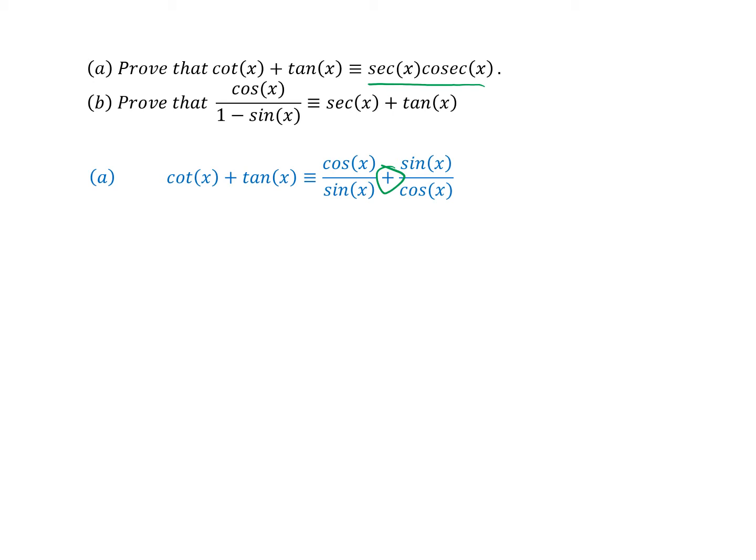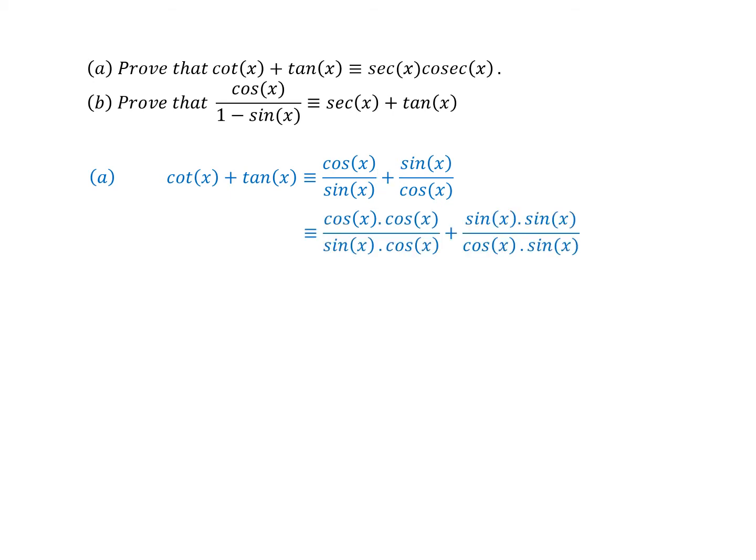So to do that, I need the denominators to be the same. So I multiply the first one by cos x over cos x and the second one by sin x over sin x. So now the denominators of each of the fractions are the same. I can simply add them together.